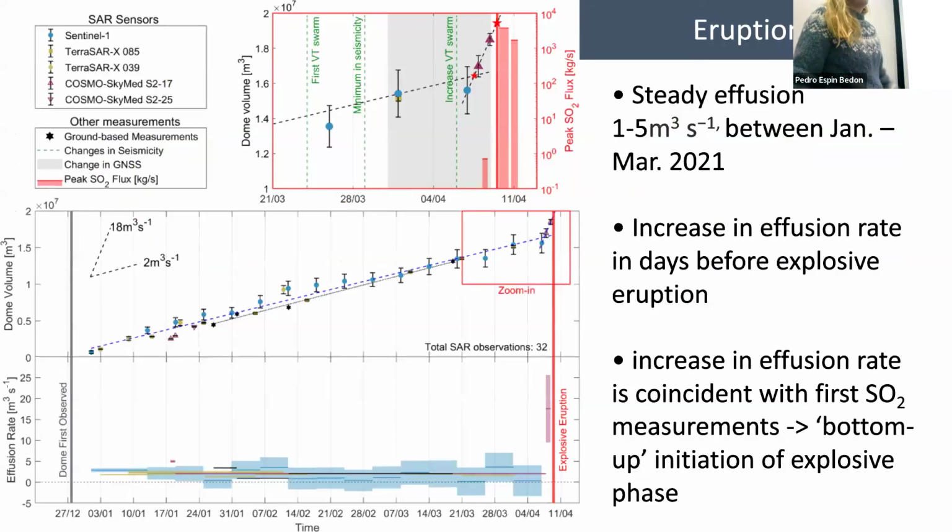And that's the results from this study. I've just put it in for interest. But essentially you can see that the lava dome grew steadily, and then suddenly it jumped over one day just before we had the big explosive eruption.